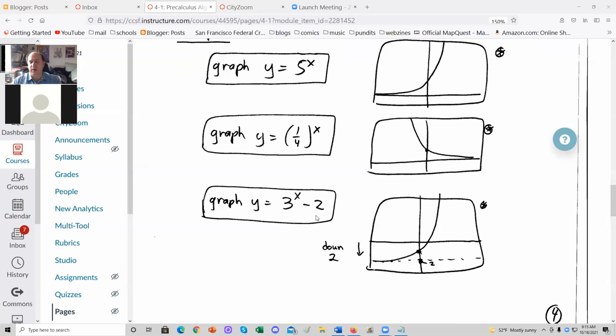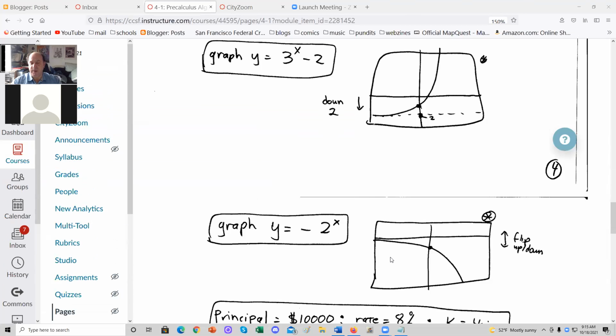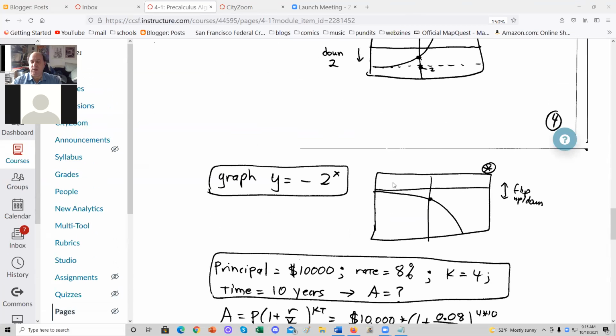Here, 3^x - 2, we have the exponential explosion 3^x, and we lower it by 2 units. So it goes, for example, through (0, -1), and it has a leftward asymptote of -2. Negative of 2^x, well, 2^x starts small and ends big. This minus flips it upside down, so it starts small and ends big negative.